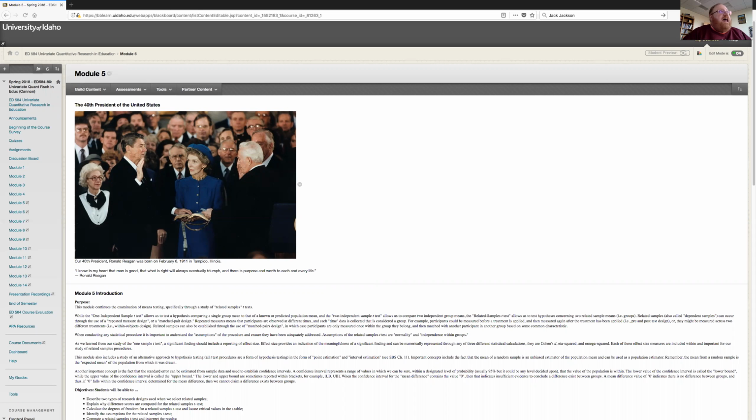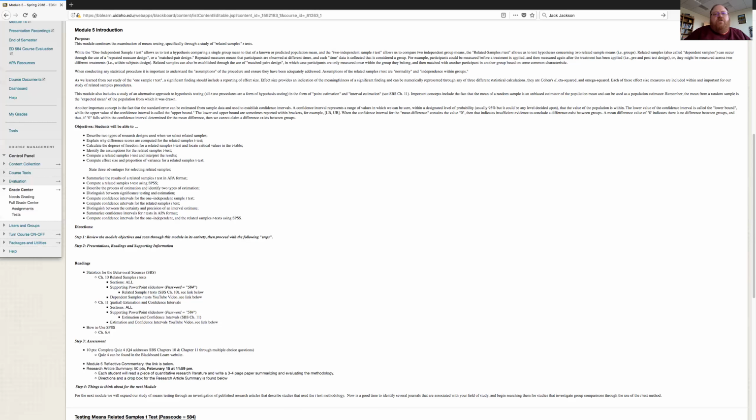The lower and upper bound are sometimes reported within brackets, and an example is provided here in the introduction for the module. When the confidence interval for the mean difference contains the value of 0, then that indicates insufficient evidence to conclude a difference exists between groups. A mean difference value of 0 indicates there's no difference between the groups, and if 0 falls within the confidence interval determined for the mean difference, then we cannot claim a difference exists between the groups.